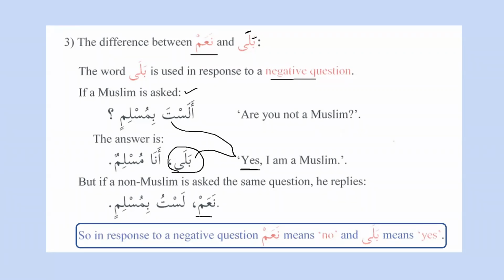He will reply with na'am. But if a non-Muslim is asked the same question, he replies na'am, lastu bi muslimin. Why does he say na'am, lastu bi muslimin? Because in response to a negative question, na'am means no, and bala means yes. So as we can see over here, he says na'am, lastu bi muslimin. So that's a small difference that we need to understand. However, the only thing that we need to focus on: if the question is negative, then we have to answer it using bala.